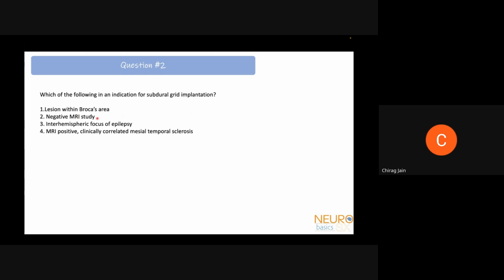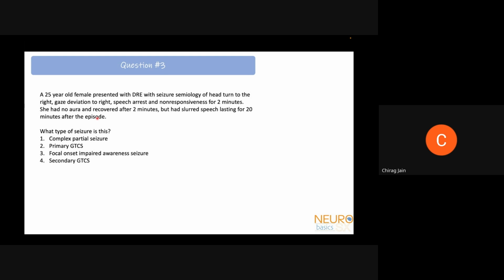Okay, so the next 5 or 6 questions are based on this particular patient and this clinical scenario. So just asking you to pay a little bit of attention here. A 25-year-old female presented with drug-resistant epilepsy with a seizure semiology of head turn to the right, gaze deviation to the right, speech arrest, and non-responsiveness for 2 minutes. She had no aura and recovered after 2 minutes, but had slurred speech lasting for 20 minutes after the episode. So what type of seizure is this? Is it a complex partial seizure, a primary GTCS, a focal onset impaired awareness seizure, or a secondary GTCS?